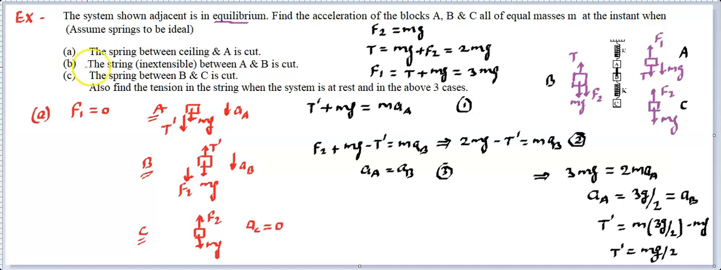Now what to do in case of part B when you cut this string? When you cut this string, this tension becomes 0. And you will find that when this tension becomes 0, this spring force will not change suddenly. That means spring force does not change abruptly. So this will remain F1 as such. And similarly, this F2 will not change. That will remain as such. You can draw new FBDs and find accelerations and everything.